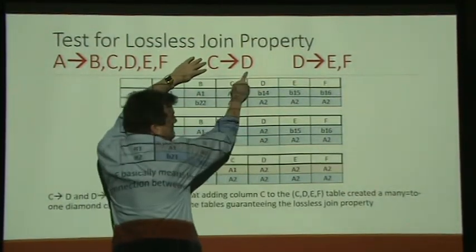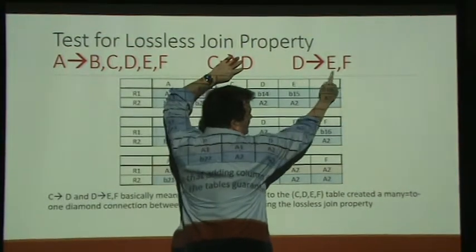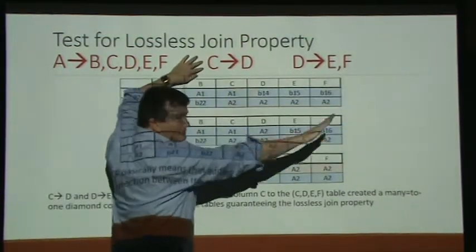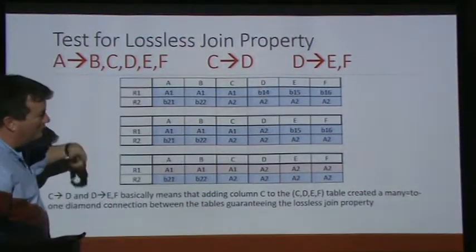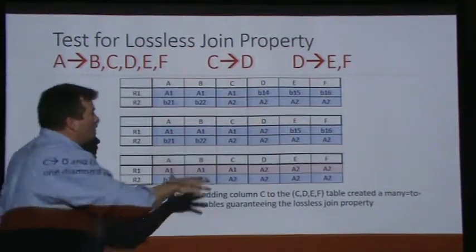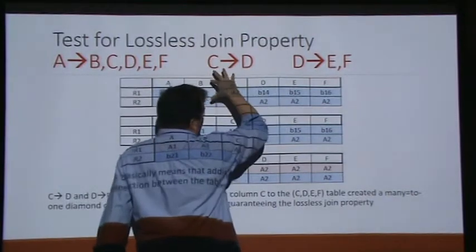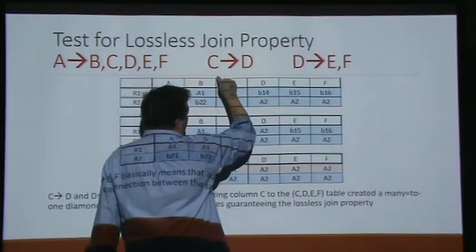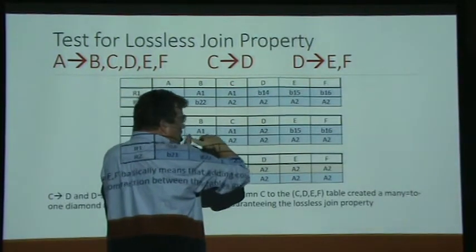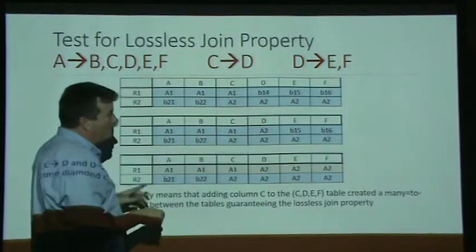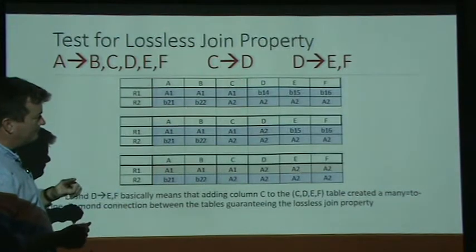Because C gave us D, and D gave us E and F. Therefore, C gives us the rest of the table. So therefore, it would work. And all this algorithm is doing is just trying to go over, because you could have many dependencies, and you want to just have a trail that says, I can get the whole remainder of the row from one field.